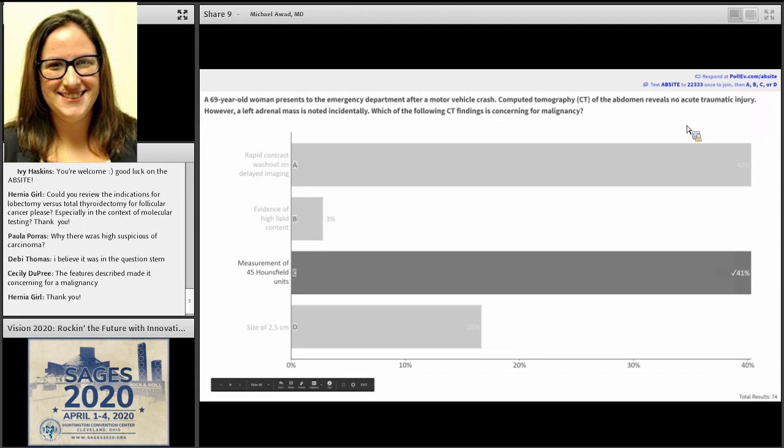All right, some debate on this question too. So adrenal lesions measuring less than 10 Hounsfield units are generally universally benign, and you'd see that with high lipid content. Carcinomas are generally more than 20. Other concerning findings are if they have calcifications, are larger than 4 centimeters, or are unilateral or heterogeneous. So measuring 45 Hounsfield units is the most concerning part for malignancy. Rapid washout is not concerning.